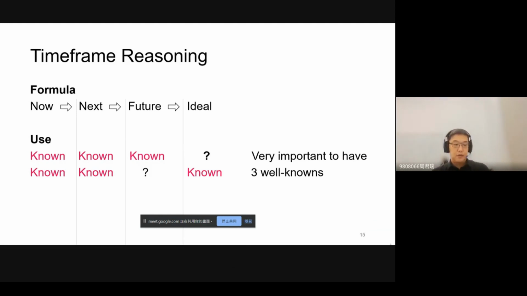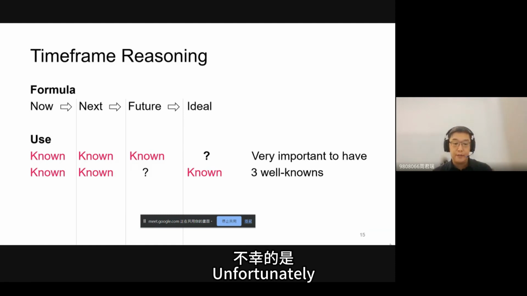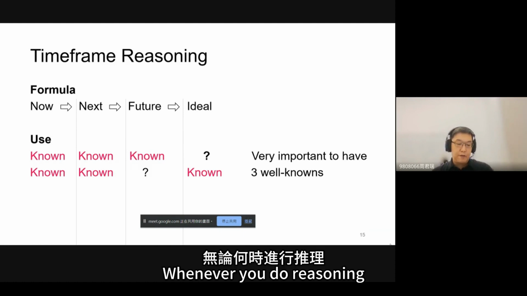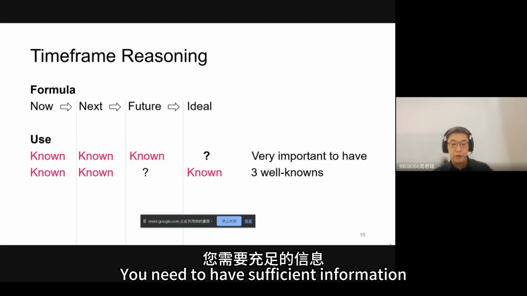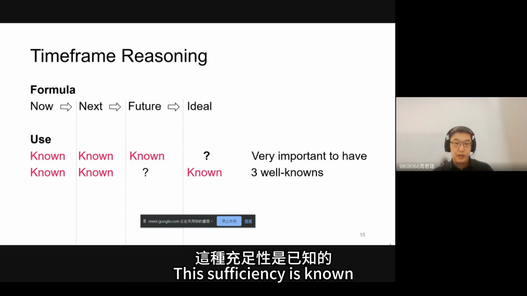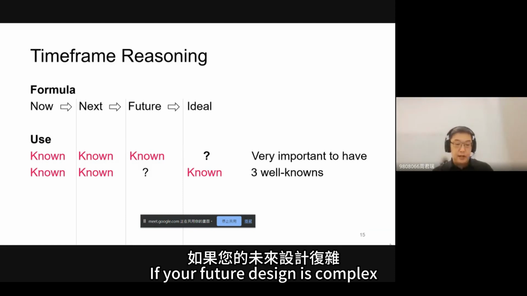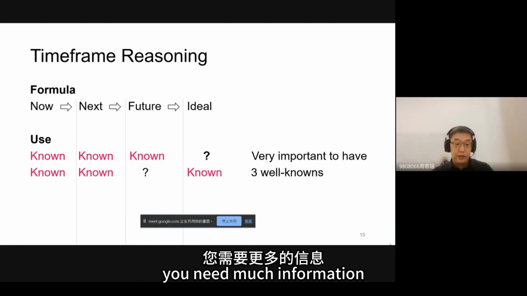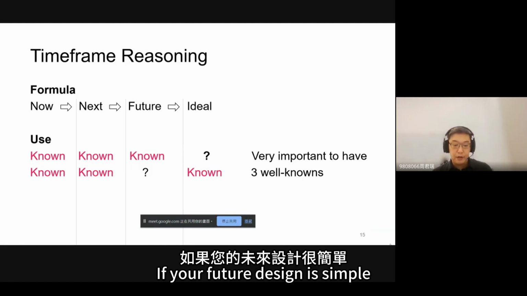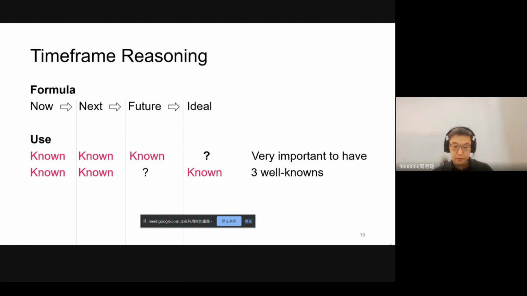However, what exactly is known? Unfortunately, I cannot give you a standard answer. Whenever you do reasoning, you need to have sufficient information. This sufficiency is known. If your future design is complex, you need much information. If your future design is simple, you just need good photos to define your known.